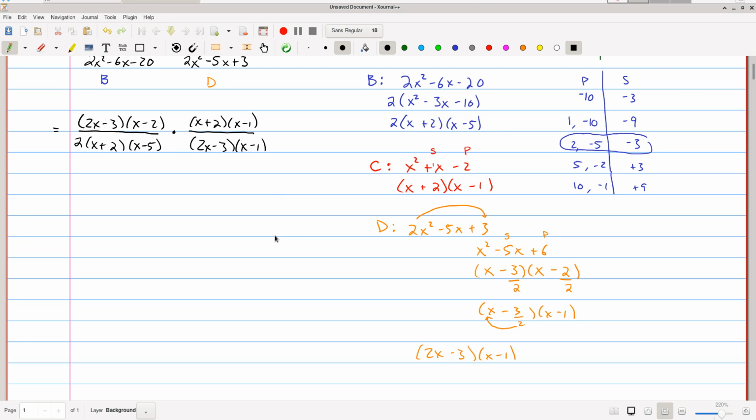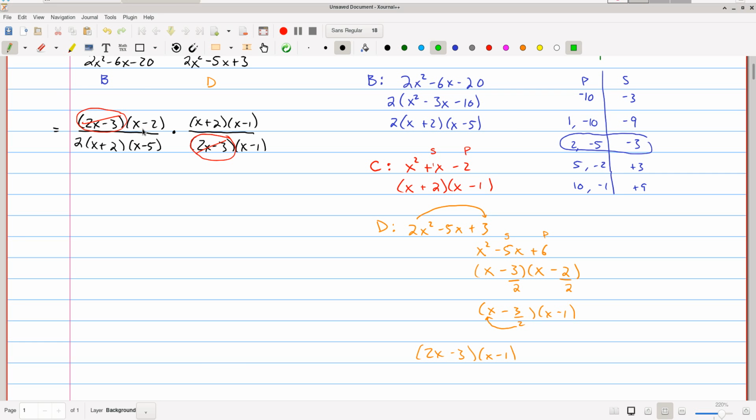Okay, now that we've factored everything, we're going to see what's going to reduce. So I'm going to go through each factor at the top and see what can cancel with it in the bottom. So first up, we have 2x minus 3. I see that this 2x minus 3, we can match that up with the 2x minus 3 in the denominator, and those cancel out. I see we have an x minus 2 here, but there are no x minus 2's in the denominator, so this won't cancel with anything.